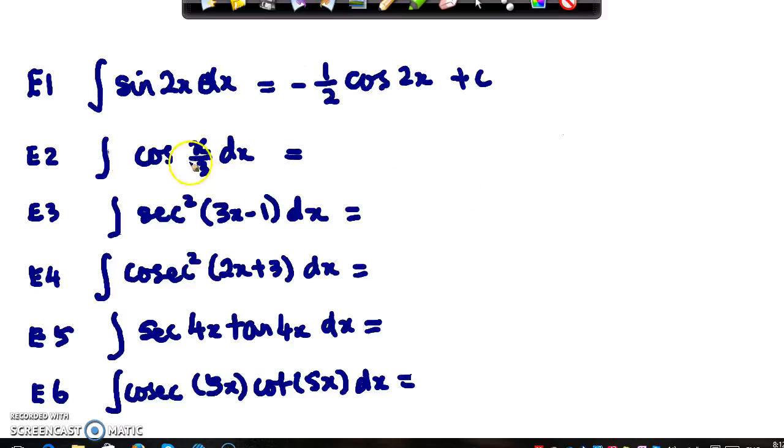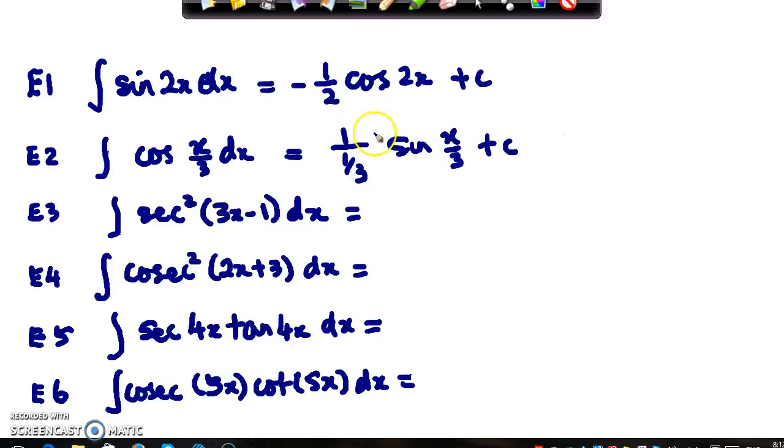Next thing, differentiate cos x. Integrate cos x over 3. The first thing you do is differentiate the angle first. Differentiate x over 3 gives 1/3. So it's 1 divided by 1/3. And then integrate cos is sine x over 3, and then plus c.